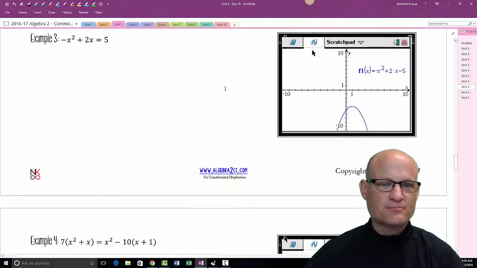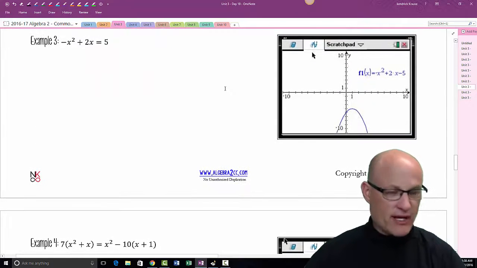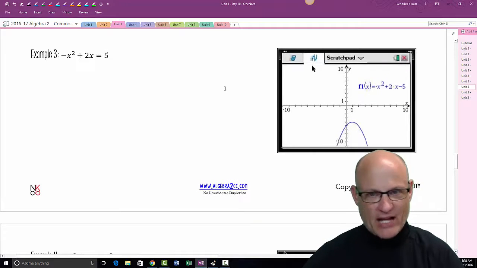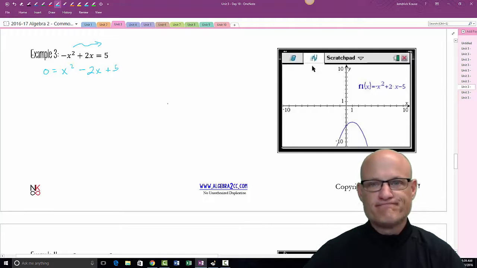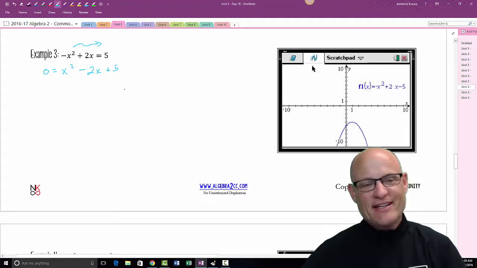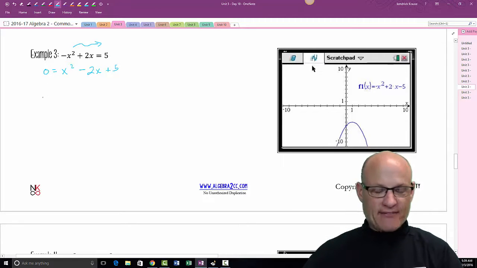Ka-ching! All right. Do you remember me telling you before, you never, ever want to mess with an x squared that's negative? You just don't. Don't bother. Don't try it. It's just going to make life difficult for you. So we're going to move these over to that side. So I get x squared minus 2x plus 5 equals 0. I just don't like having a negative x squared. In this case, it really wouldn't make any difference, but get in the habit of not doing it.